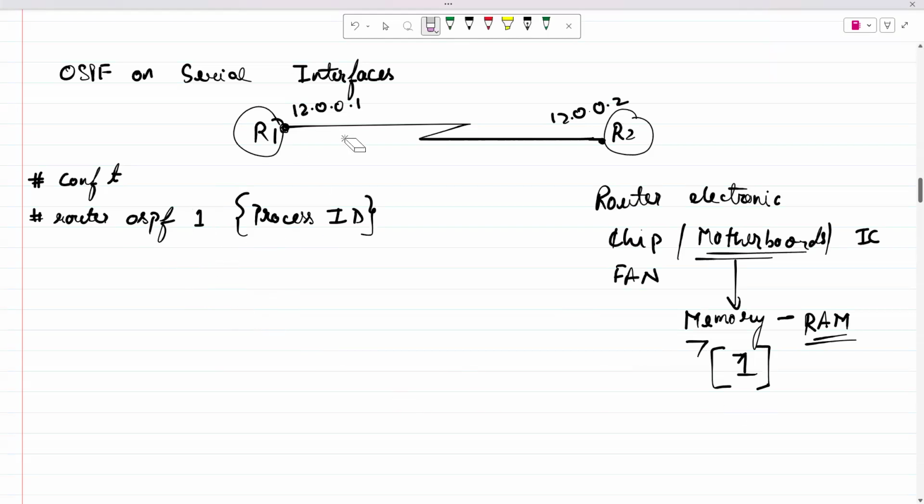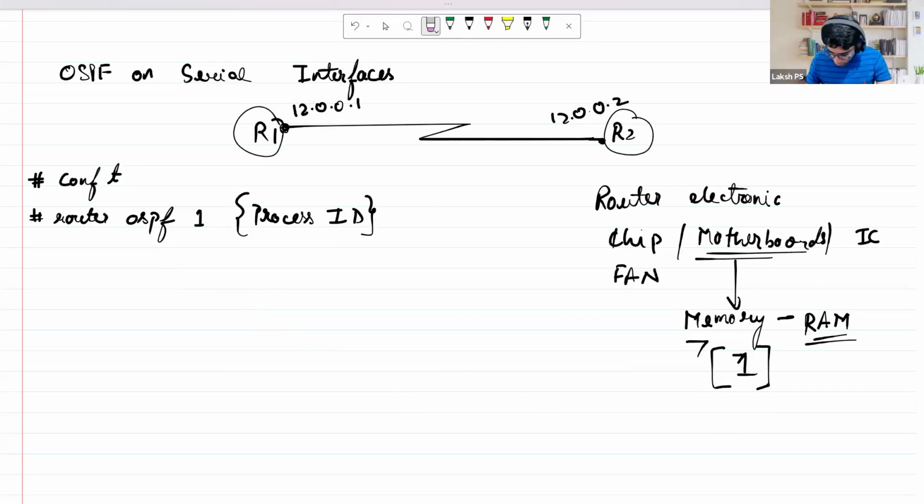Hi, sir. Actually, there are multicast addresses, right? 224.0.0.5 and 224.0.0.6. How are both different and where are they used? Yeah, I'll come to that part. We will come to that section later. Okay, sir.